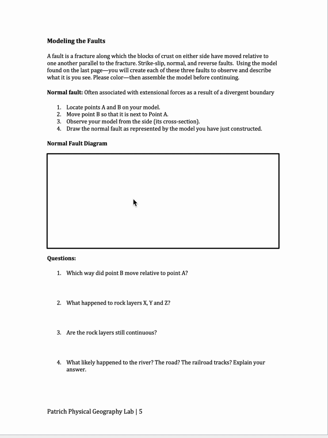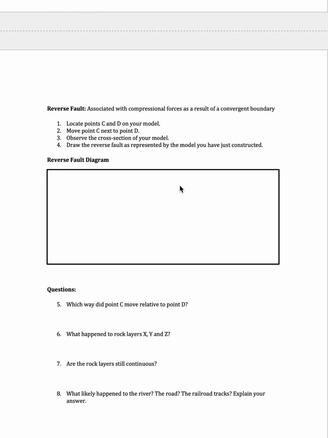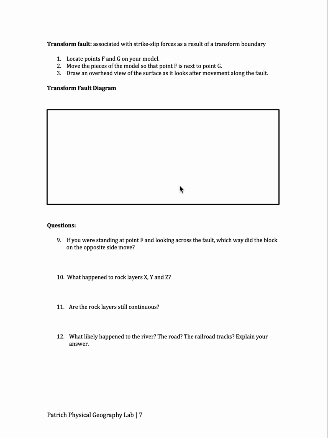The key here is to learn when you have your box in its normal shape and you are moving one side to match another letter. What type of forces are involved? Is it converging? Is it extending? Or is it sliding? What's happening to the layers of rock? Have they moved to a point they're no longer perfectly continuous? Are they offset? Or did they only move to the side so they're still in the same order with no difference? So you will complete that for a normal fault, reverse fault, and a transform fault.